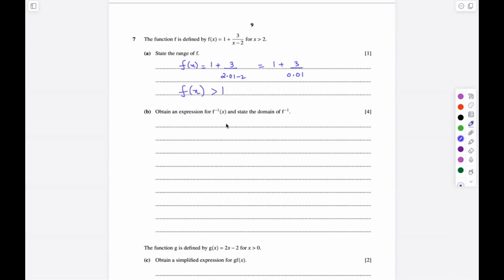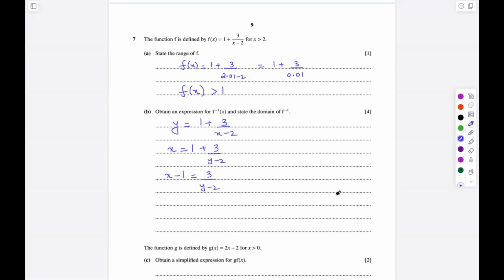In part B, we have to find an expression for f inverse of x and then state the domain of f inverse. So for the f inverse function, we first write y in place of f of x. Then we exchange the values of x and y. So this can be written as x equals 1 plus 3 upon y minus 2.